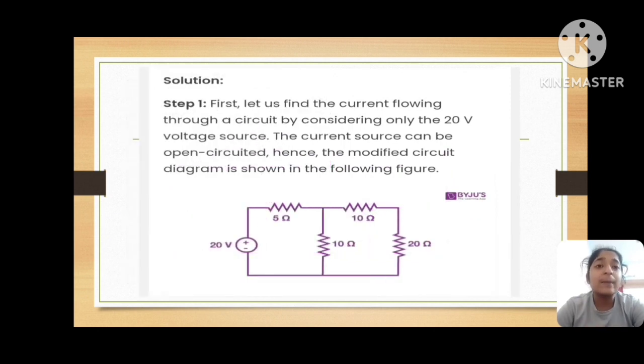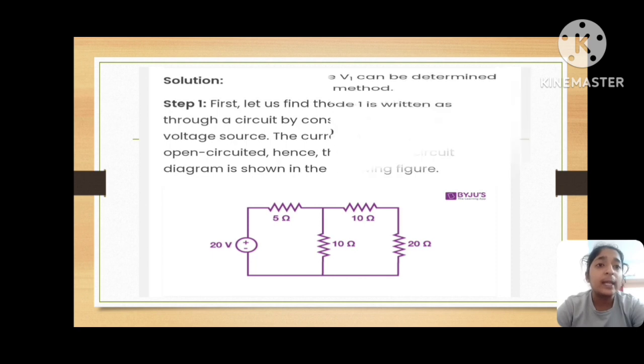For the first step of finding the current, we should remove the current source. Let us find the current flowing through the circuit by considering only the 20 volt voltage source. The current source can be open circuited, hence the circuit diagram is modified as shown, where we leave the current source. The 4 ohm is there, the 20 volts we have taken, the 5, 10, 10 and the 20.